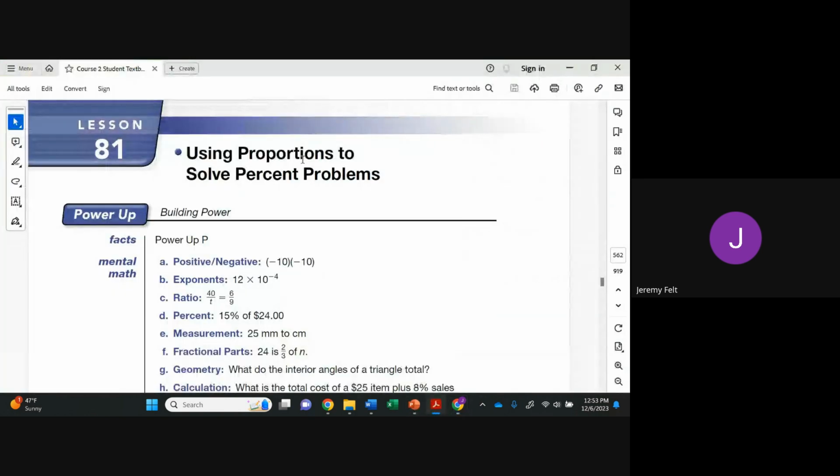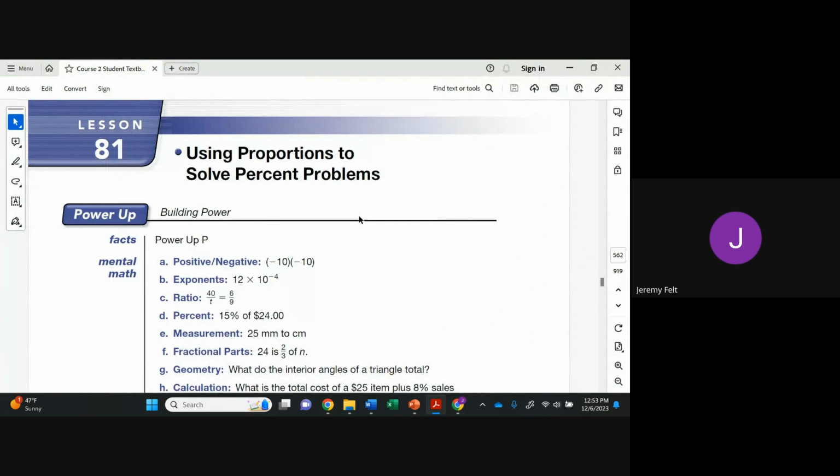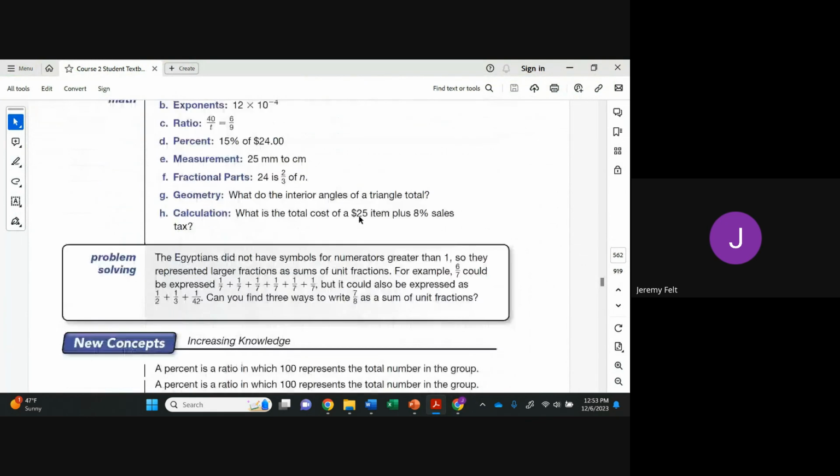All right, so today and this week, we're looking at lesson 81 and 82. So lesson 81, we're using proportions to solve percent problems.